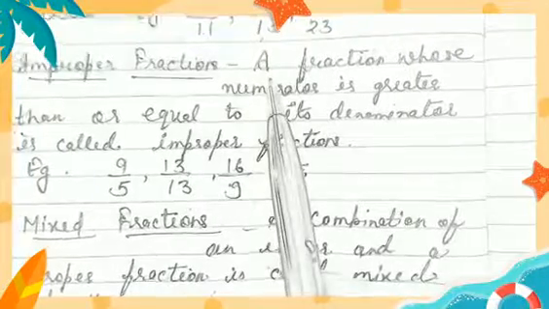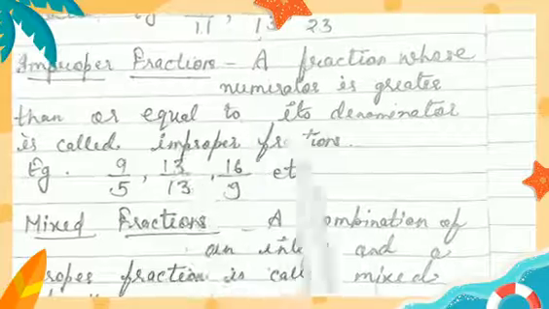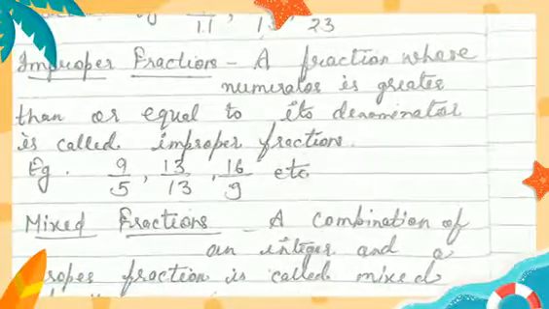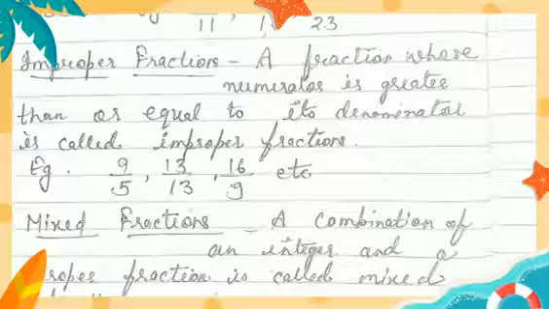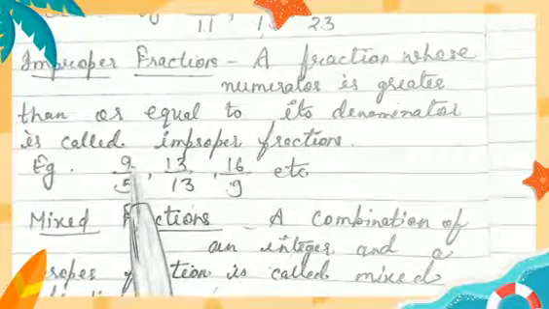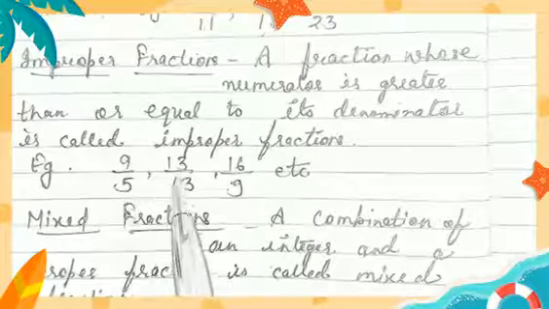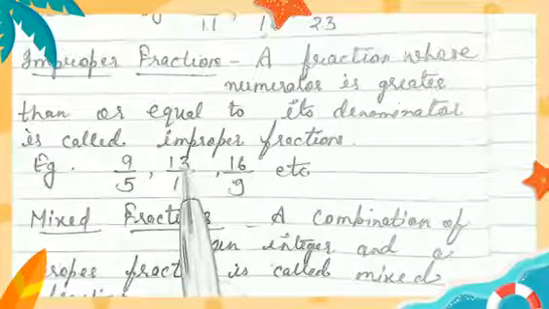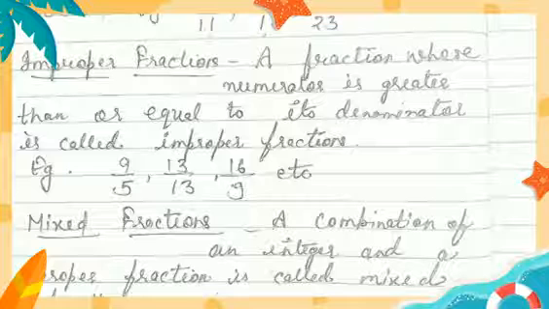Improper fractions. A fraction whose numerator is greater than or equal to its denominator is called an improper fraction. It means if the numerator is big and the denominator is small, it is called an improper fraction. You see 9 is greater and 5 is smaller. 13 numerator and 13 denominator are the same, equal. So, it is also an improper fraction.